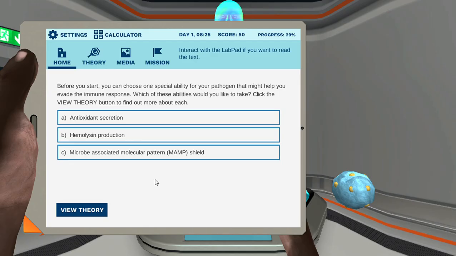Click the View Theory button to find out more about each. Option A, antioxidant secretion. Option B, hemolysin production. Option C, microbe-associated molecular pattern, MAMP shield.